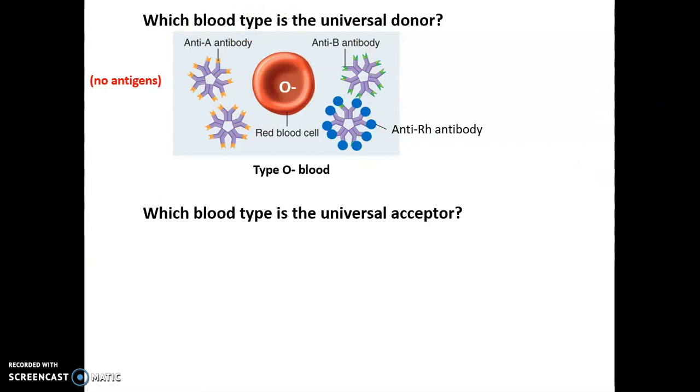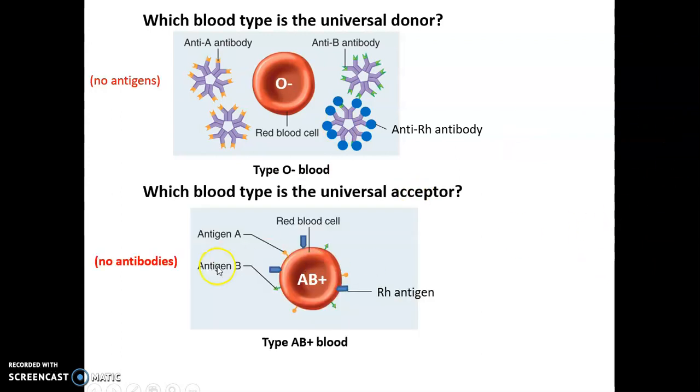Which type is the universal acceptor? Which blood type can accept blood from anybody? That is AB positive. AB positive has all three of the relevant antigens: the A antigen, the B antigen, and the Rh antigen. Therefore, it has no antibodies against these antigens. So AB positive can receive blood from anybody.